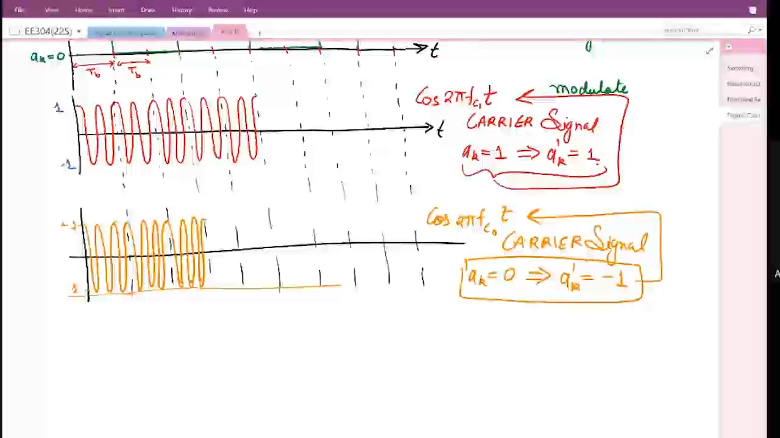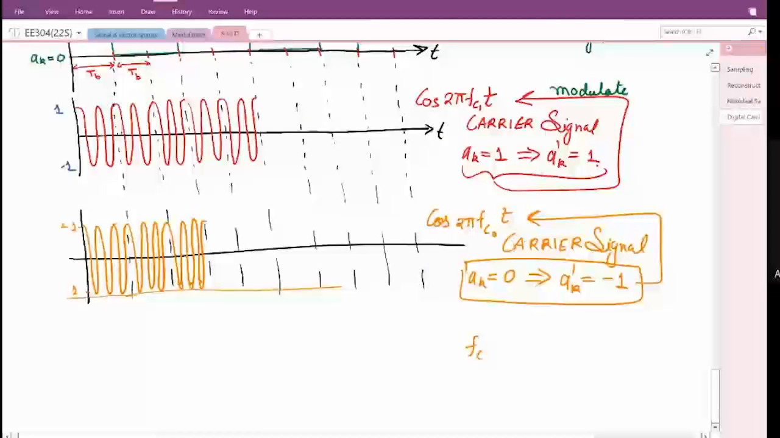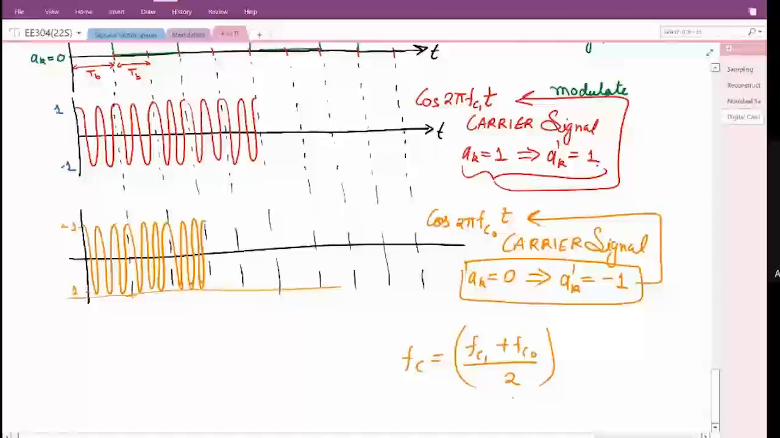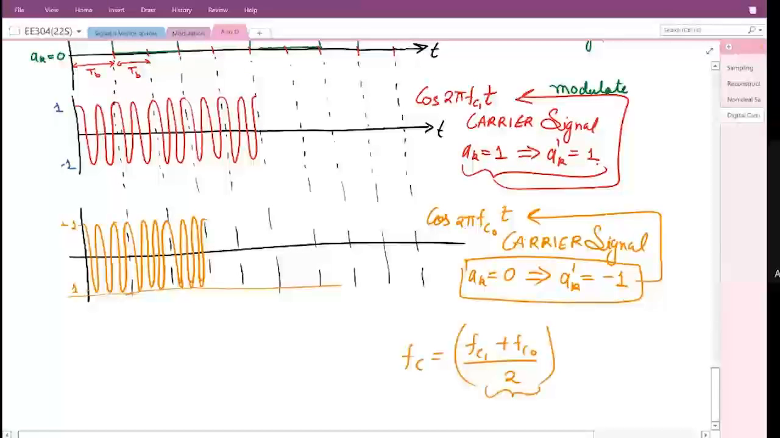We can say that the carrier frequency is FC1 plus FC naught by 2. Let this be FC, and this is plus 1. I am going to add this portion, or otherwise I'm going to subtract this portion. Will that make your life easier?